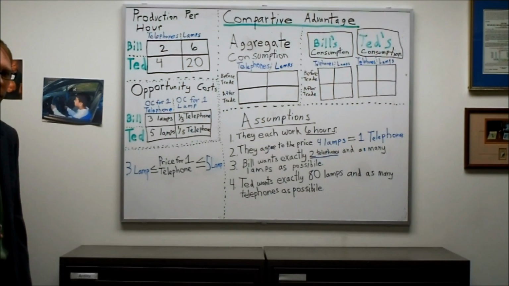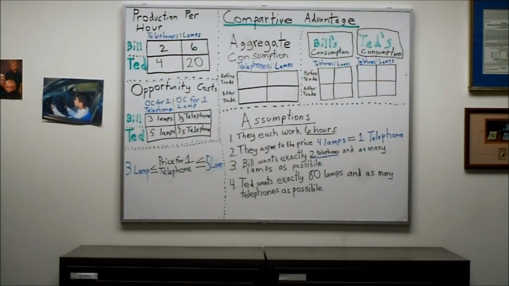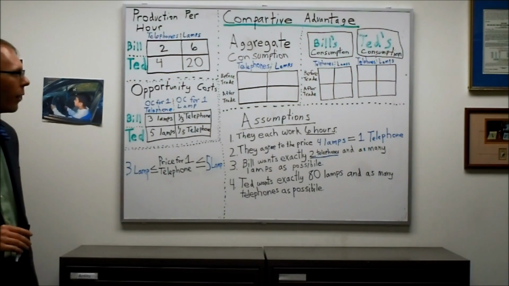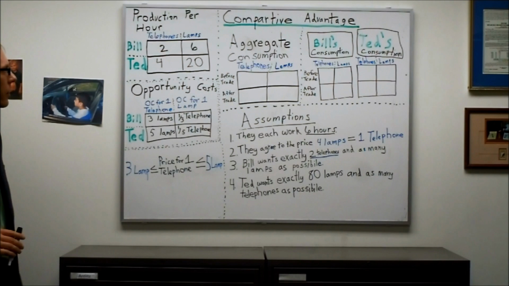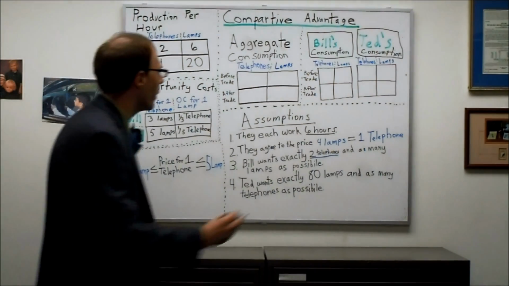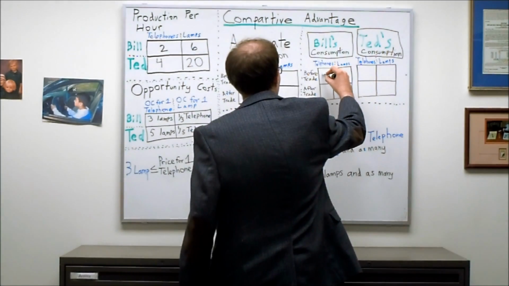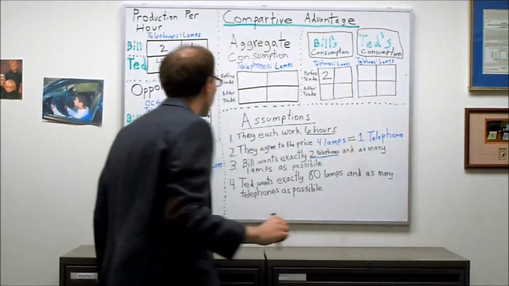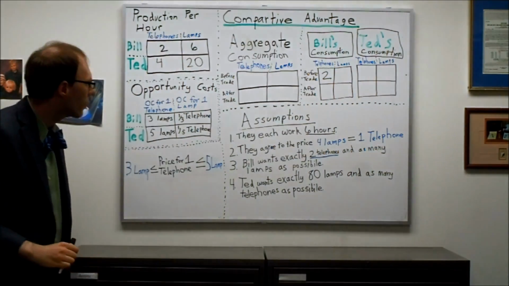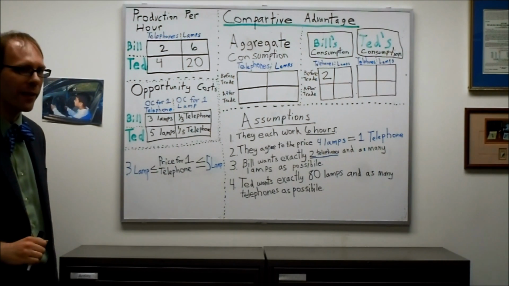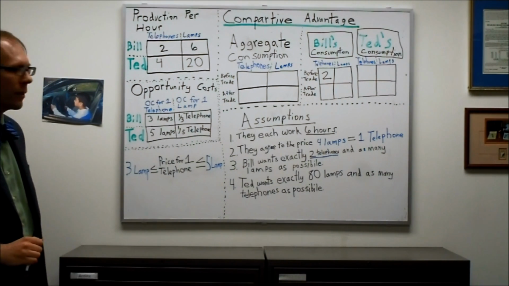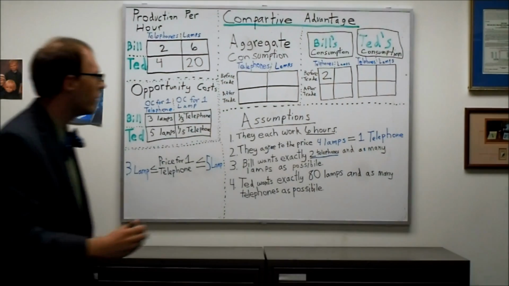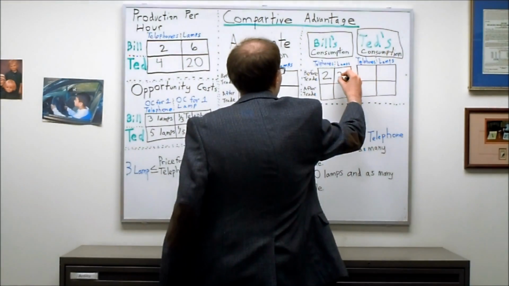First, let's use these assumptions to see what happens before trade. If Bill wants exactly 2 telephones, then he can spend 1 of his 6 hours making telephones. So before trade, Bill will make 2 telephones. That gives him 5 hours to make lamps. Bill can make 6 lamps an hour, so Bill can make himself 30 lamps.